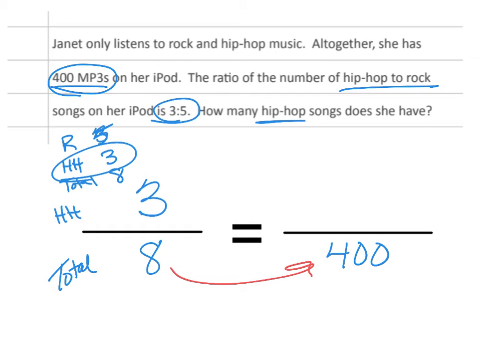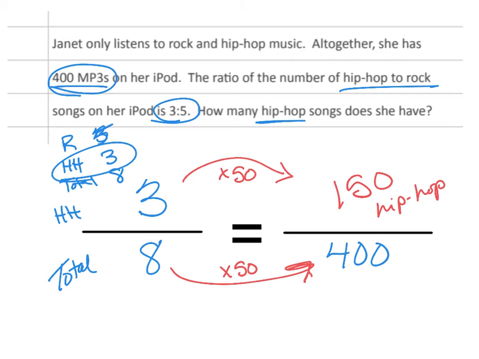You're actually going to have to use your calculator if you need to and do 400 divided by 8 to see what you're multiplying the 8 times. And I get 50. So 8 times 50 gives us 400. So we do the same thing on top. 3 times 50. She has 150 hip-hop songs on her iPod, sorry.